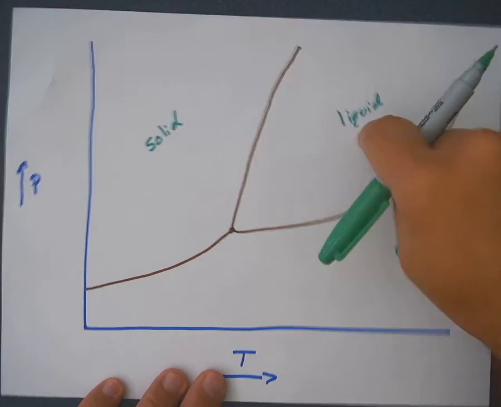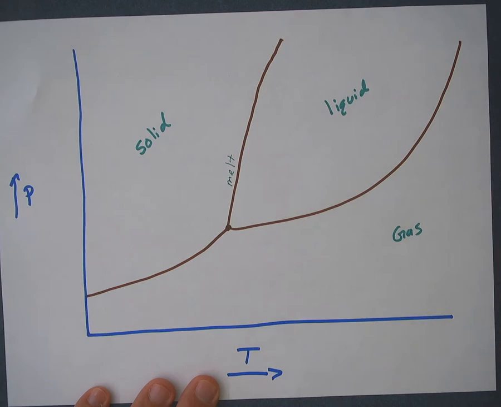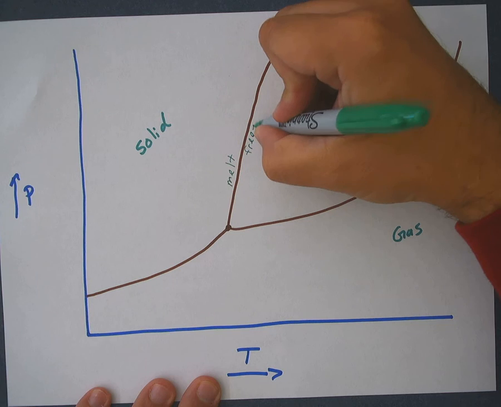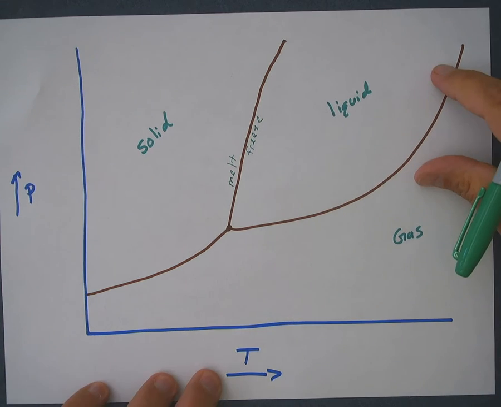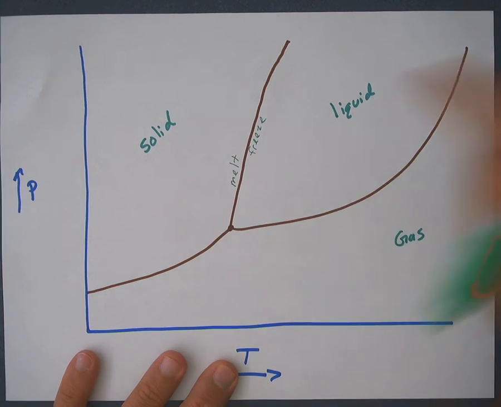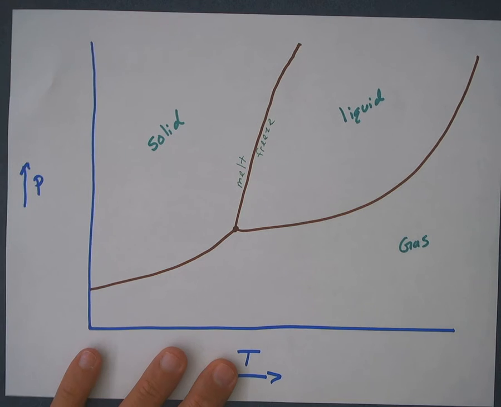So if we go from solid to liquid, we know that's called melting, right? Or if we go from liquid to solid, we call that freezing, right? So depending on which way we cross the line, are we going in this direction or this direction, we can melt or freeze. This is often called the melting freezing line, okay?